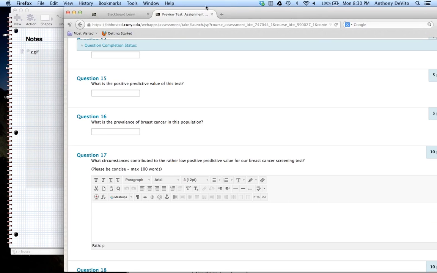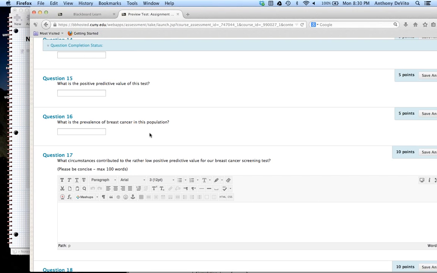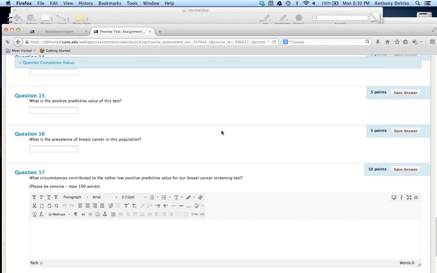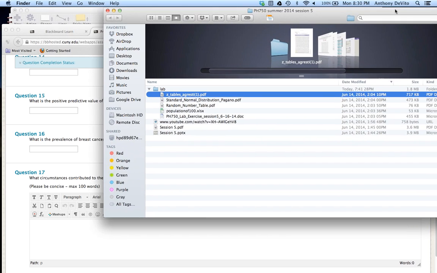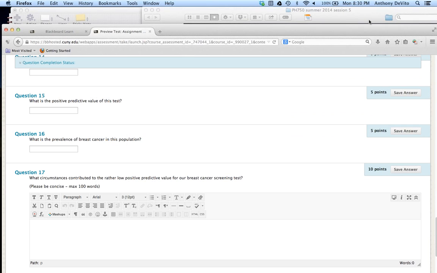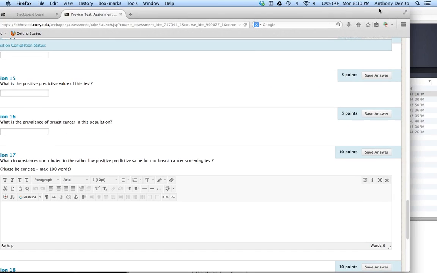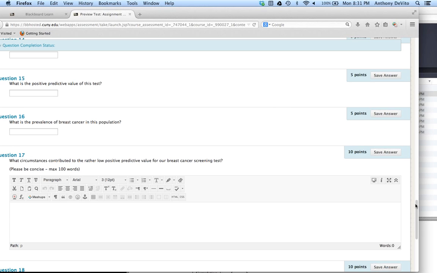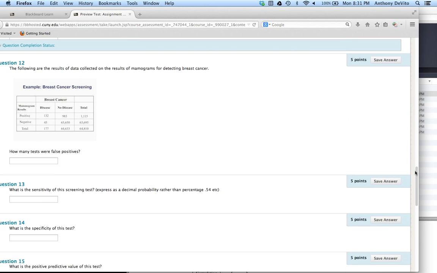Okay, what's the prevalence of breast cancer in this population? Well, that's kind of a little bit of a curveball, right? Because it got away from this idea of what's in that diagnostic test, but you actually can kind of deduce it from this table, right?